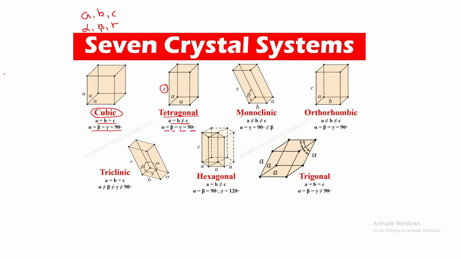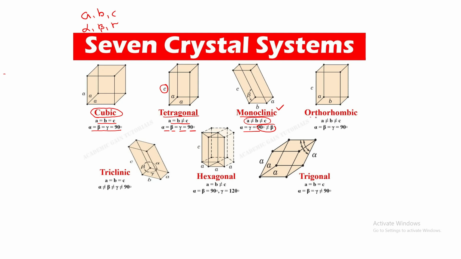And you have this monoclinic crystal system. Here you have a is not equal to b is not equal to c, and alpha is equal to gamma is equal to 90 degrees, but beta is not equal to 90 degrees. This is called a monoclinic crystal system. So basically you are taking a unit cell and measuring the lattice parameters, and on the basis of these lattice parameters we will classify the crystal system.